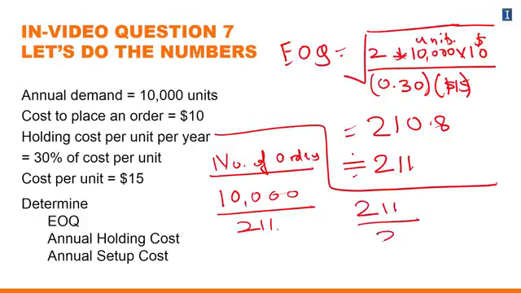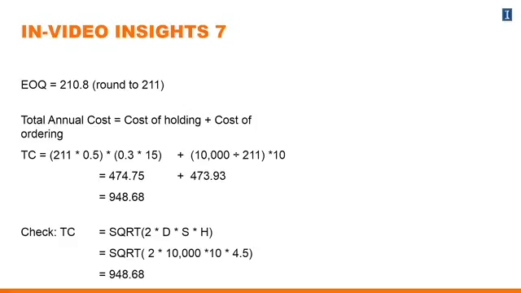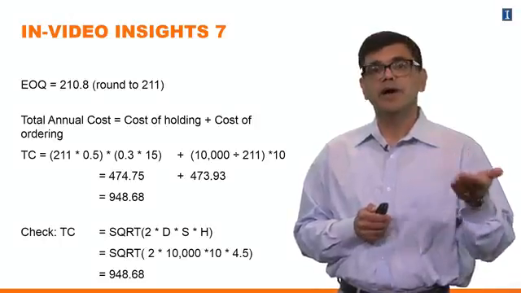For holding costs, you would take the Q, which is 211. You would divide that by 2 to get an average. So here we're talking about holding costs, and this is annual holding cost. 211 divided by 2 is the average inventory. You multiply that with 0.3, and you multiply that with the $15 of the cost of the item. And that should give you the annual holding cost. So if you were to work through these numbers, what you would find is that the total cost works out to $948 and change.